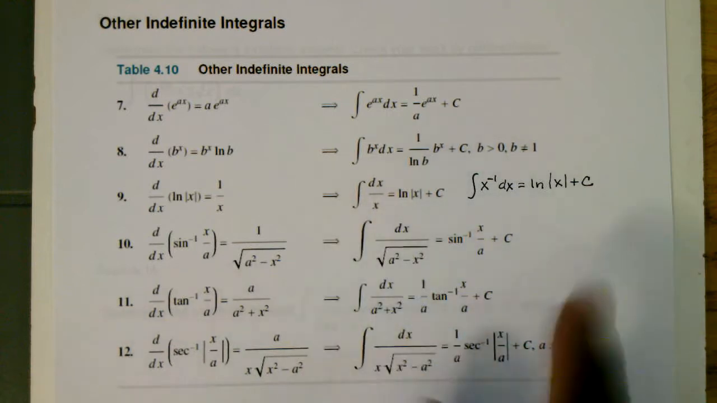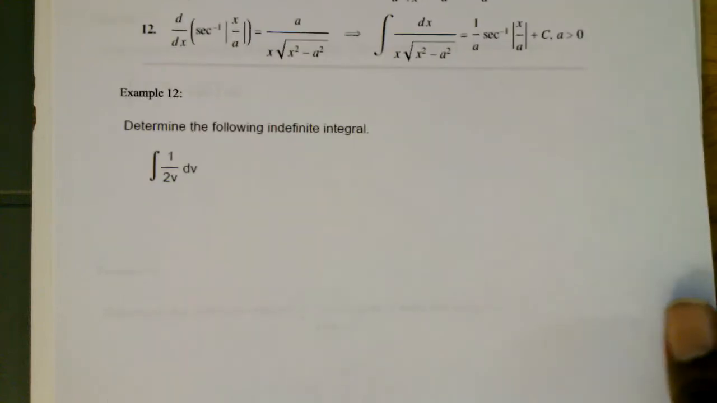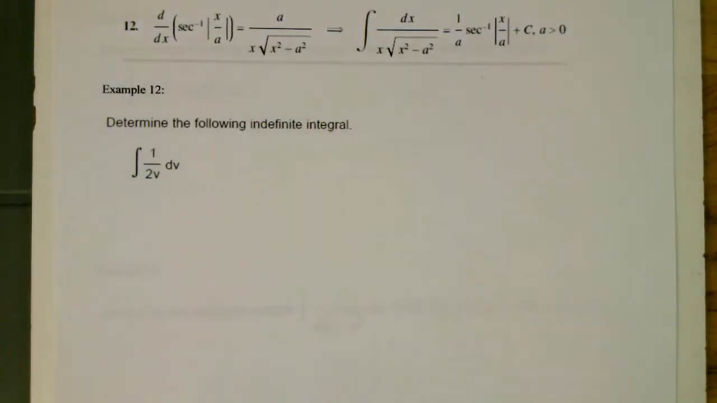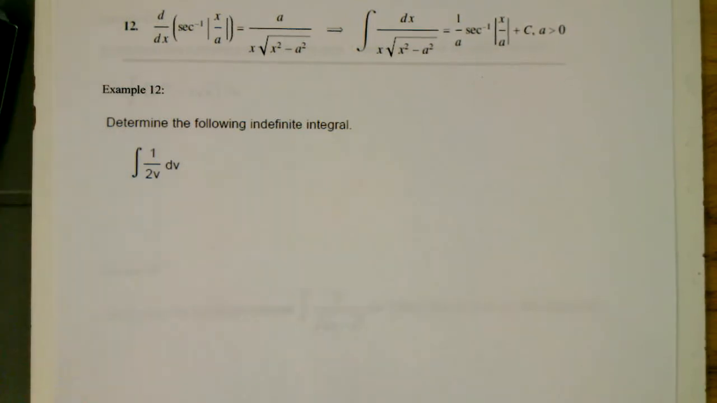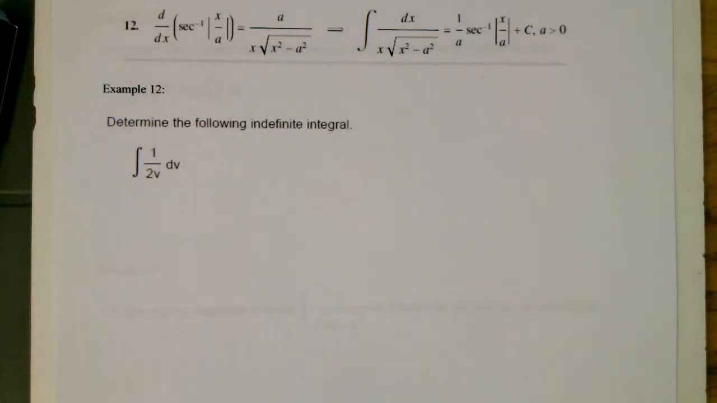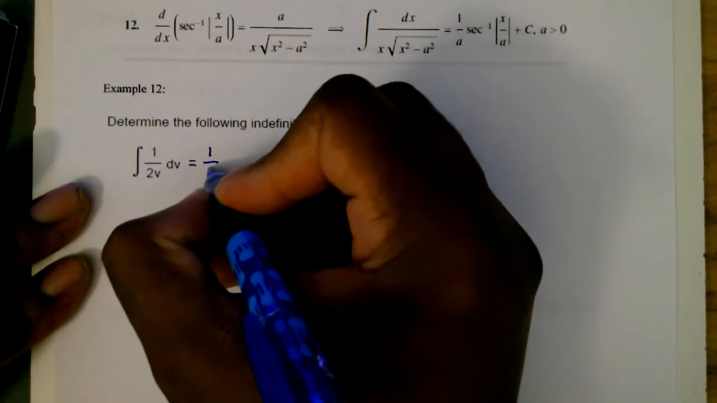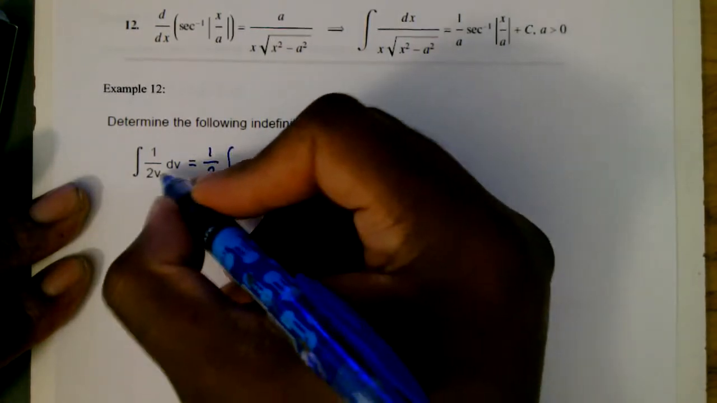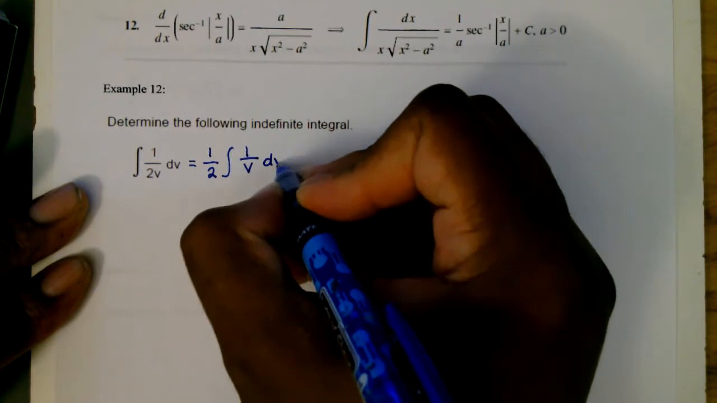All right, so now we're going to apply these integrals to these examples that I have here. Let's say I want to find the following indefinite integral. And that's going to be the integral of 1 over 2v dv. All right, now let's think about this for a moment. This 1 over 2 is going to be a constant. Here I can pull the 1/2 out in front of this integral. So I'm going to have 1/2 times the integral of, now I still got the v in the denominator, so I know I need a 1 in the numerator, so it'll be 1 over v dv.